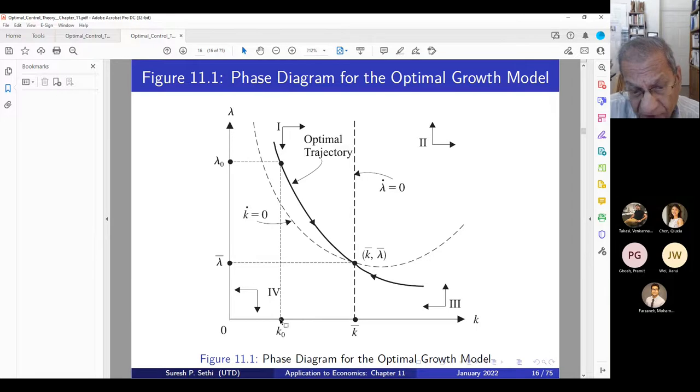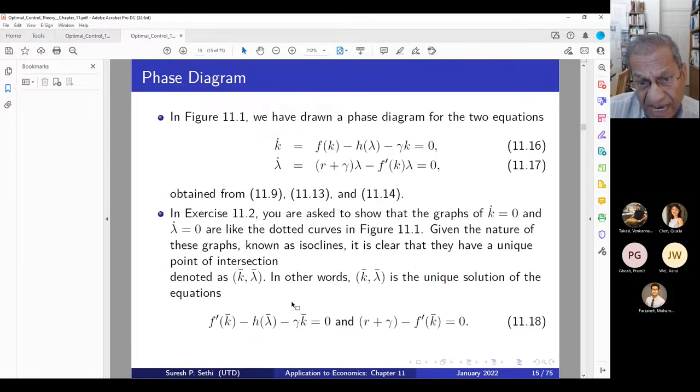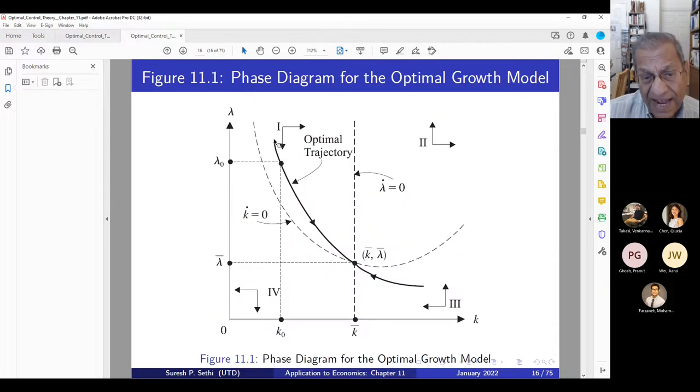Now, suppose you're given a capital K zero to begin with. I have to find some lambda zero. Once I find K zero and lambda zero, I have an optimal control form already. I can run this system of equations and find the path of K and lambda. The solution of these two differential equations is a K lambda path. And what I want is a path that goes asymptotically to k bar, lambda bar, and then you stay there. Either you go asymptotically there, or you go there in finite time and stay there.